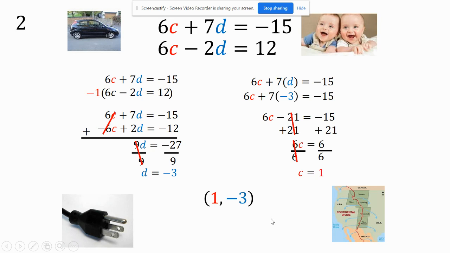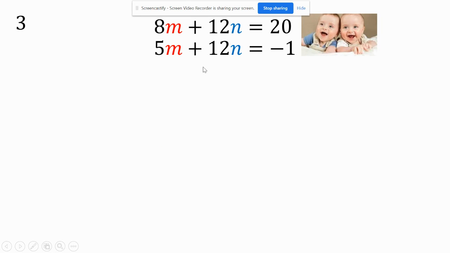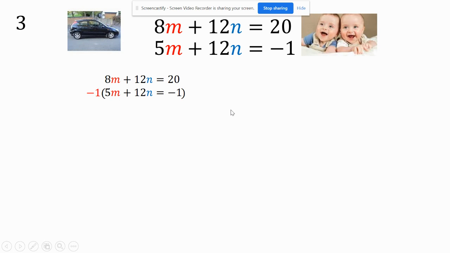I'm going to go ahead and work a second one this time. See this 8m plus 12n and 5m plus 12n? Well, here's kind of the same thing. I have two numbers that are the same, but you know what I'm going to do? I'm going to multiply one of them by negative 1 because I like one to be positive and one to be negative. Now, the reason I chose the bottom one is because the numbers are just smaller.